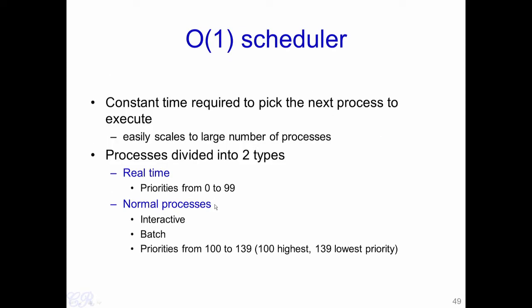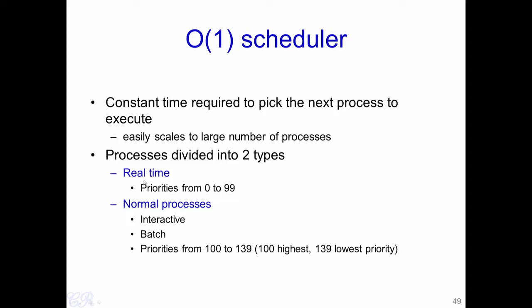So the next choice was something known as the O(1) scheduler. The O(1) scheduler would make a scheduling decision in constant time, irrespective of the number of jobs present in the ready queue. Essentially, it would take constant time to pick the next process to execute on the CPU. So this quite obviously scales even with a large number of processes present in the ready queue. In the O(1) scheduler, processes are divided into two types, real-time processes and normal processes, as we have seen.